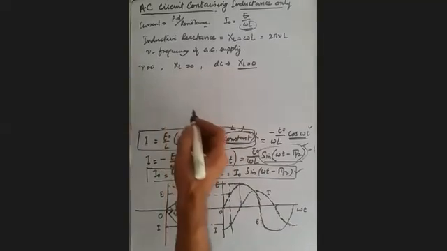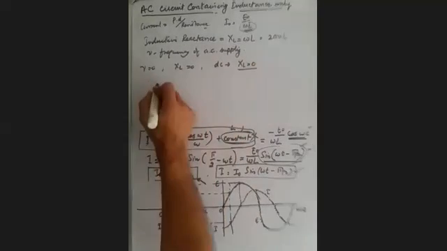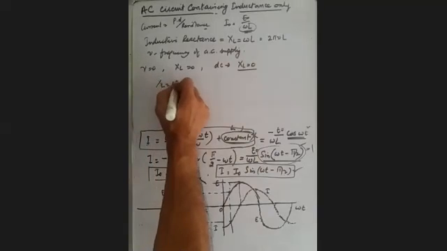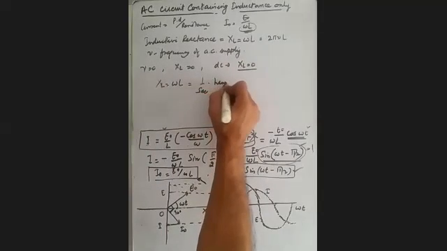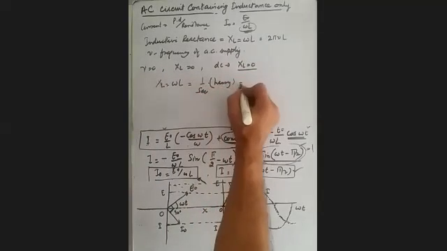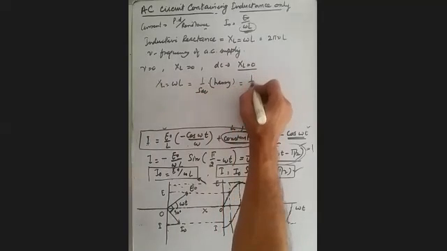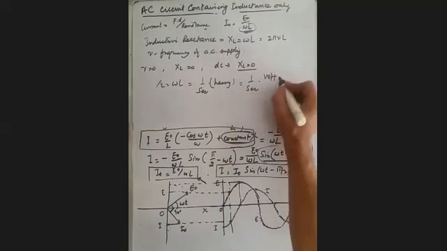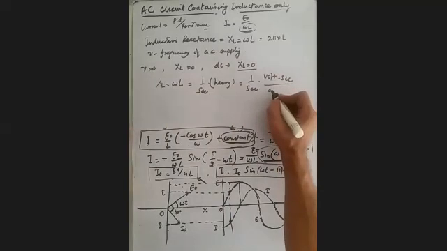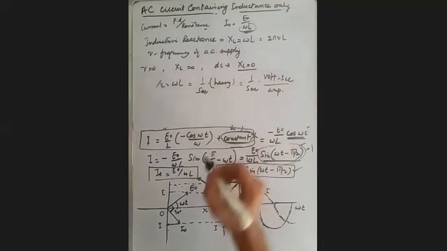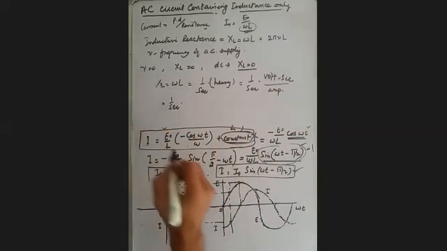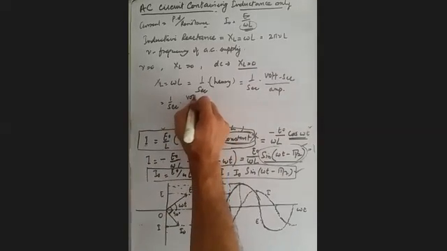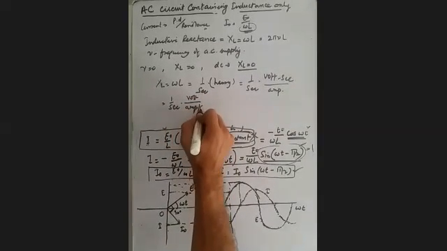Now to get the dimensions and units of XL, we know XL again is equal to omega L. Omega has units of 1 upon second and L is in Henry. These are the units. And what is Henry? So 1 upon second as it is, and Henry is volt second per ampere. Okay. So we can write down 1 upon second and volt divided by ampere per second.